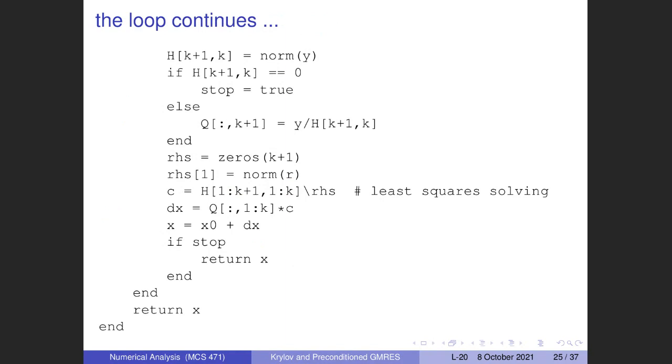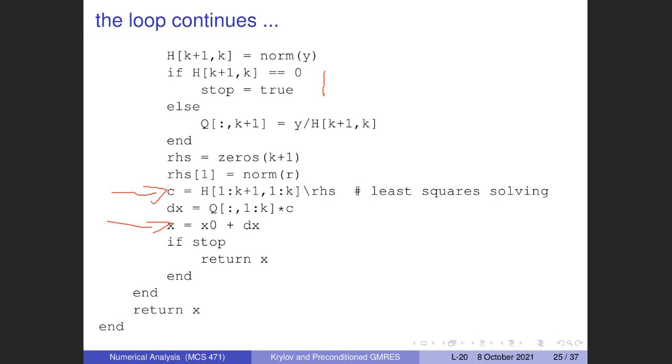We are normalizing Y, and then we have the stop criterion. If we have a matrix with a smaller column space than the number of columns given, we will detect this at this step here. We still continue one more step with the least square solving, and we also do one last update. Right.